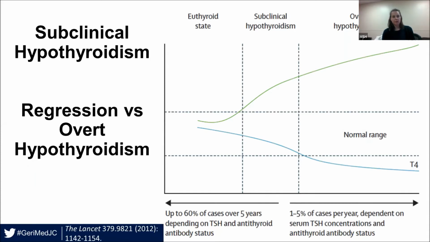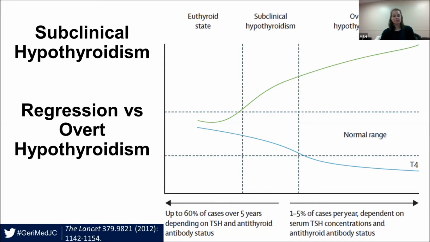When people have subclinical hypothyroidism, there are two ways things can change over time. One is that they can progress to overt hypothyroidism, the right portion of the graph, and that happens in 1 to 5% of cases per year. Or, most commonly, people revert to the euthyroid state. So people can go between the euthyroid and subclinical hypothyroidism states many times because it changes.